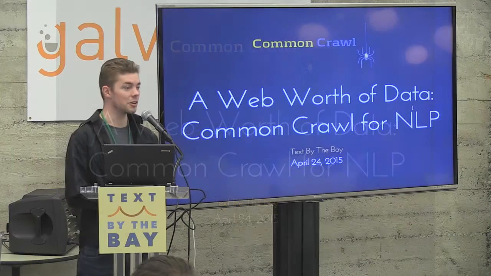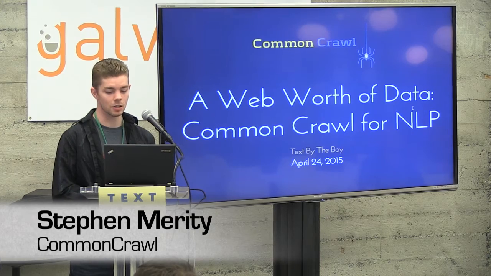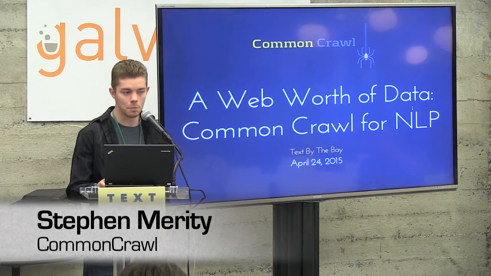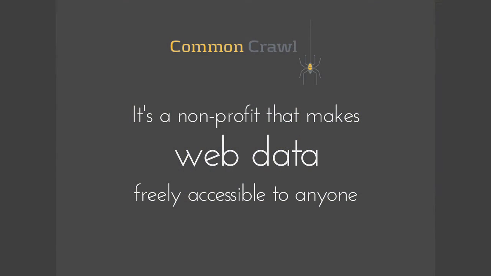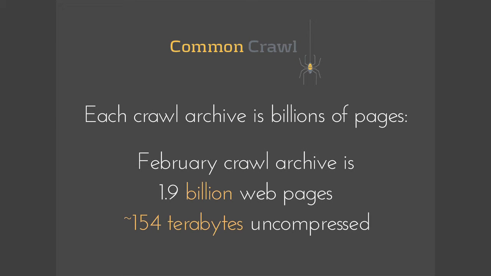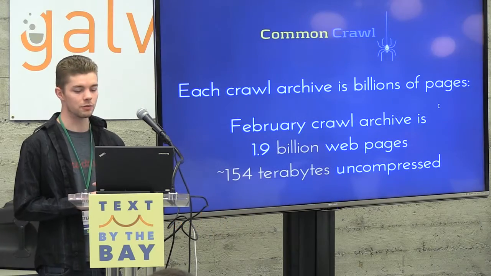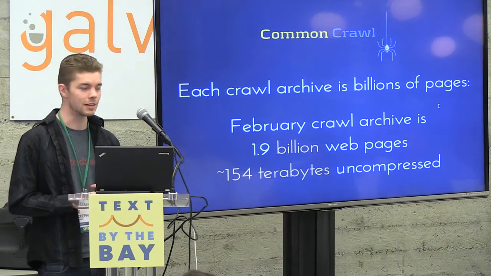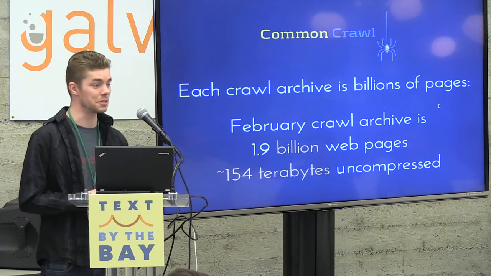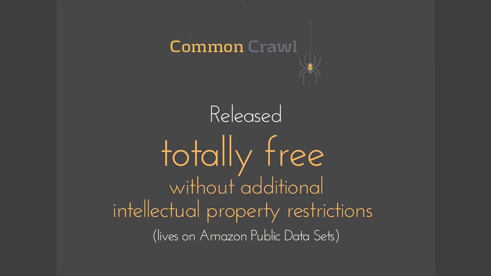My name is Stephen Merity and I'm a data scientist at Common Crawl. You might not know yet what Common Crawl is, so let me help you with that. We're a non-profit that basically makes web data freely accessible to anyone. And by web data we mean that we have crawl archives released every month. As an example, the February crawl archive is 1.9 billion web pages, which is about 154 terabytes uncompressed. So we're talking about a large amount of data every month, the exact sort of thing that NLP practitioners want. We also release this totally free.